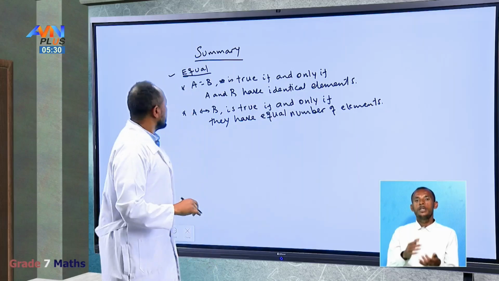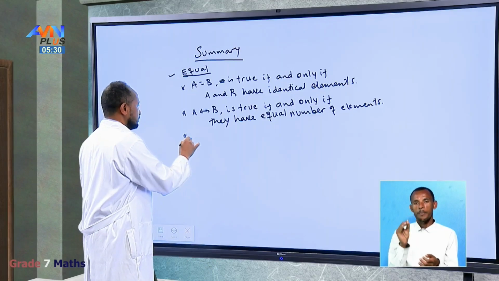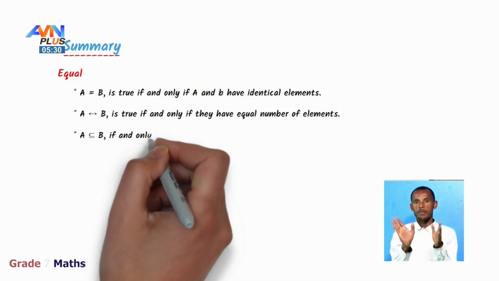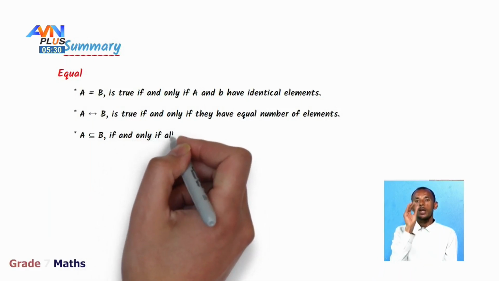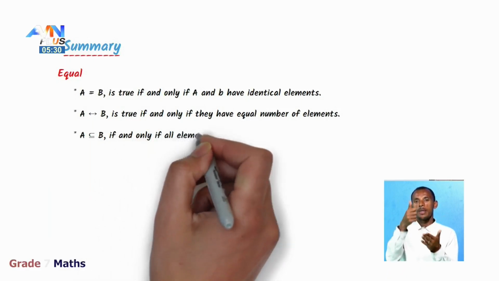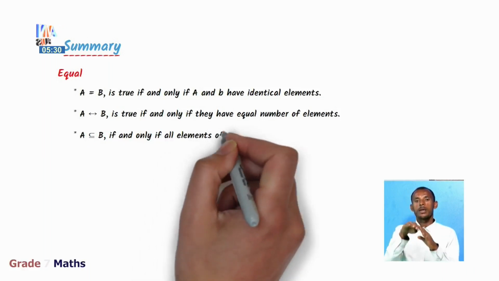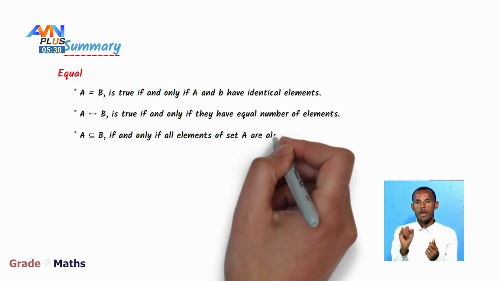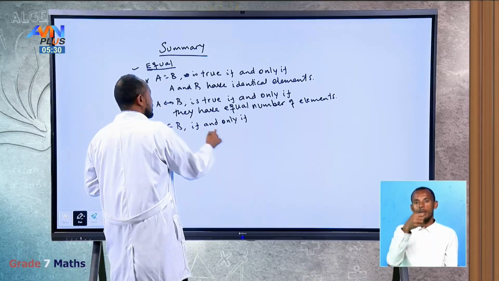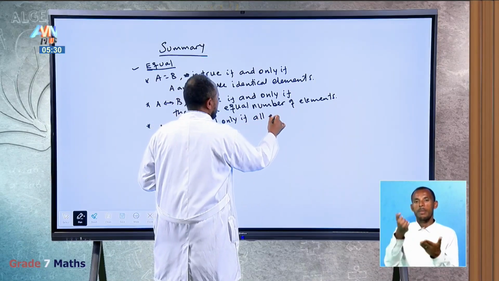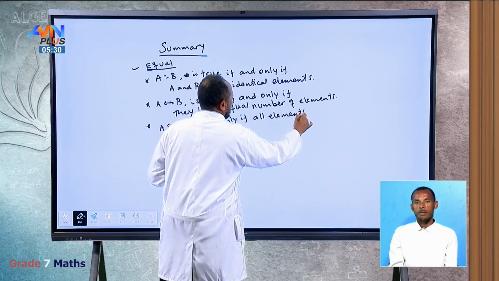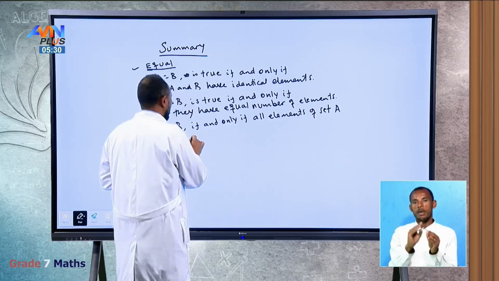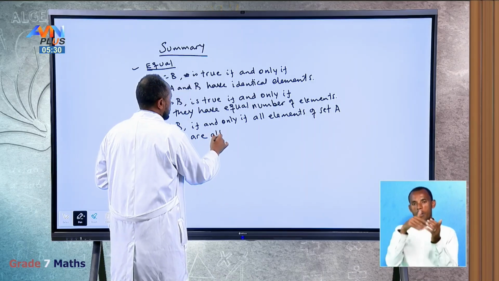Next, A is said to be a subset of B if and only if all elements of set A are found in B. This is true if and only if all elements of set A are also in B.